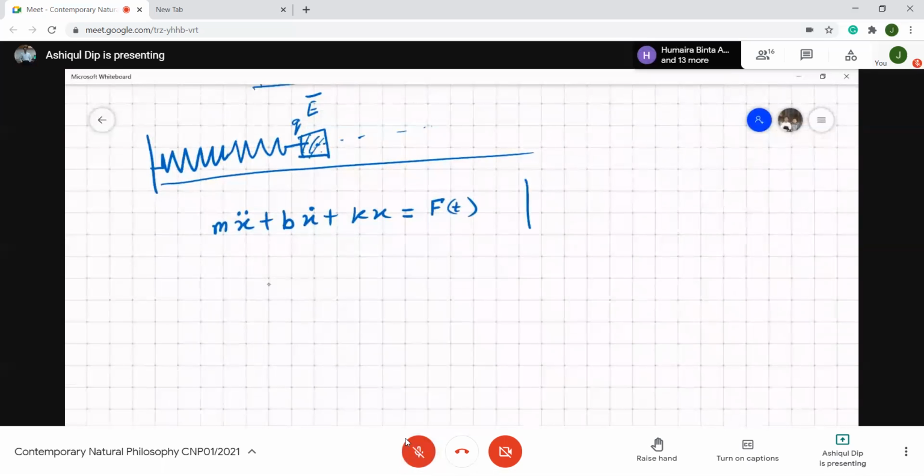Say you provide your initial data as x at t naught equals x naught, and x dot at t naught, that means velocity at t naught, is v naught. These are the initial conditions you provide. So the question is, how do you solve this differential equation and find something in this way?